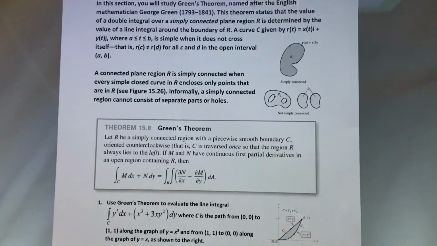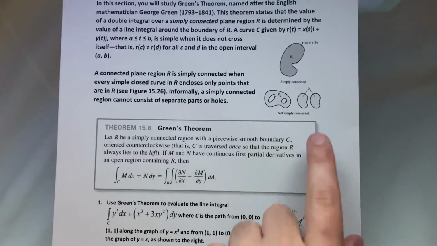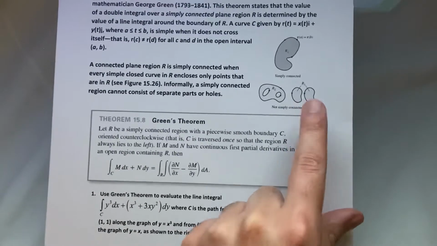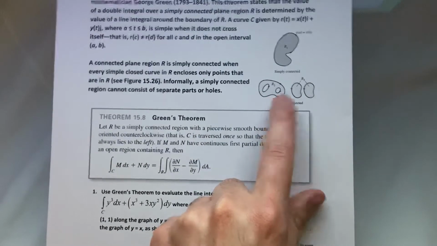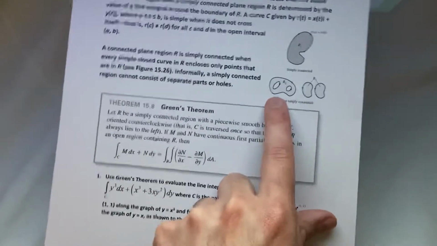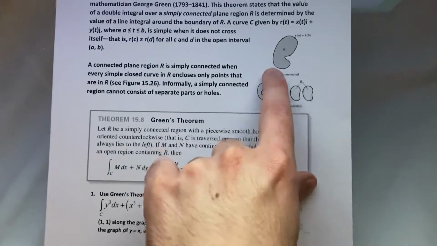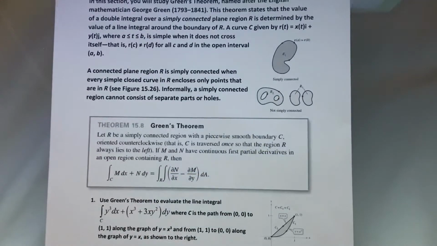A connected plane region R is simply connected when every simple closed curve in R encloses only points that are in R. Informally, a simply connected region cannot consist of separate parts or holes. So like these two are not simply connected. This one is not simply connected because they're two separate regions not touching. This one's not simply connected because there are extra holes inside, but this one up here is simply connected.